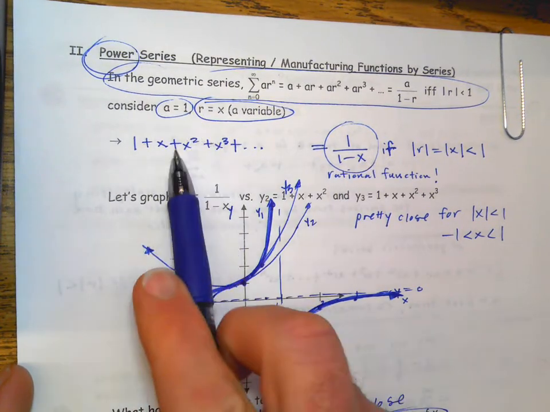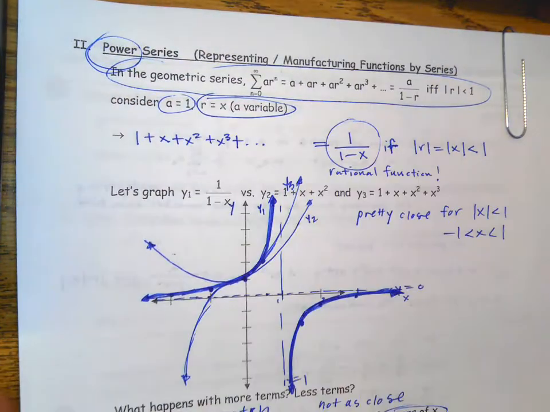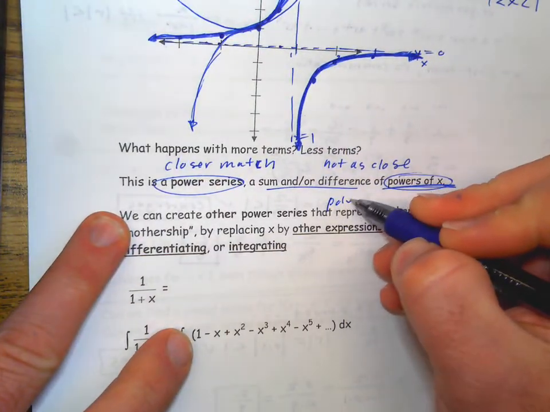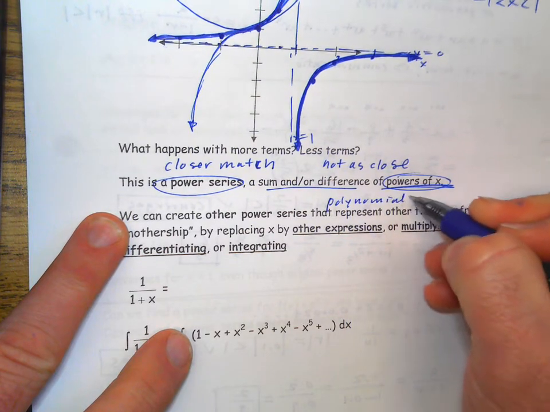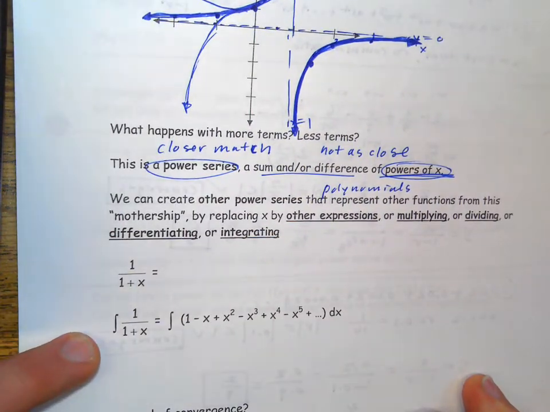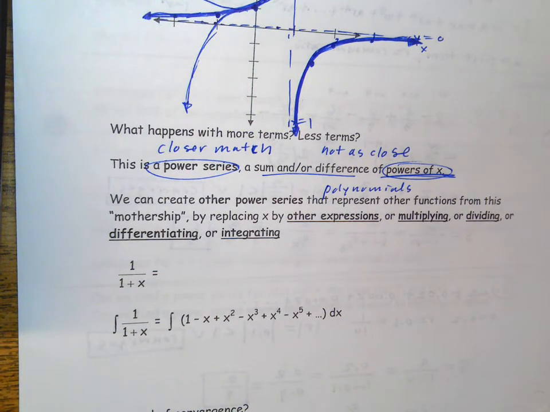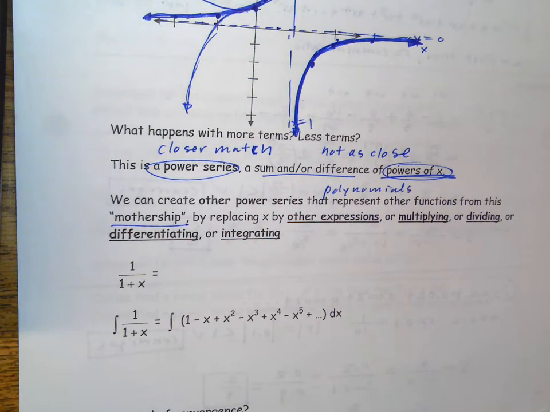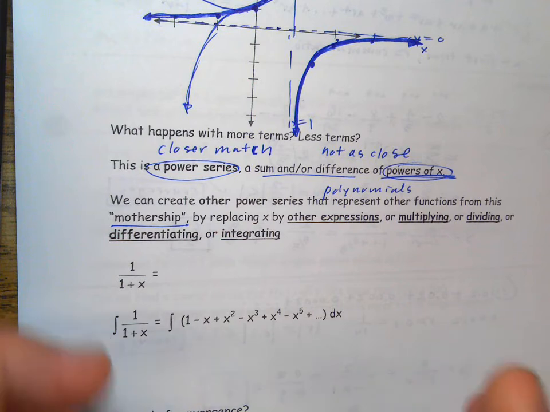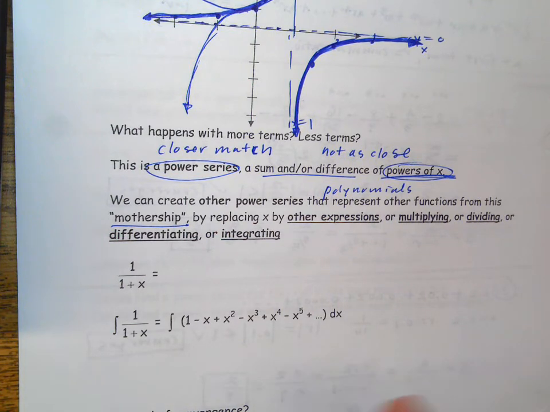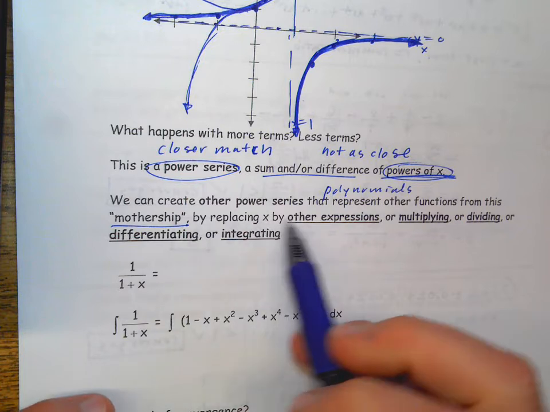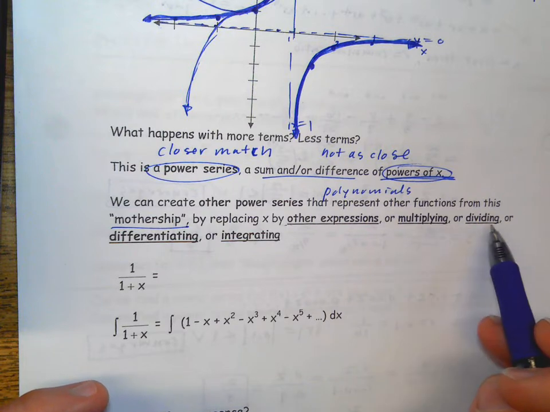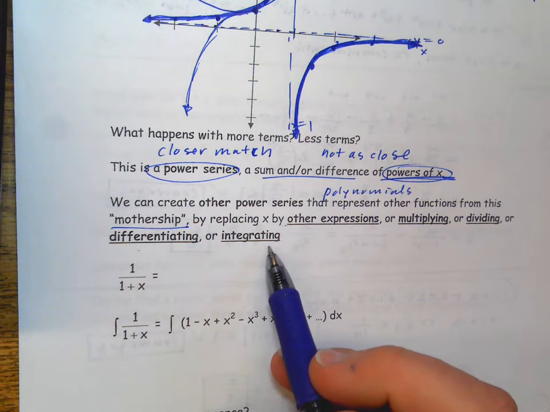And we're trying to fit a polynomial to it. So these power series, they're polynomials, which is one of our most basic functions in math, right? We can create other power series that represent other functions from this mothership. Mr. Statham said that, essentially, this is where everything's coming from. This is the main one. And we can manipulate it by replacing x with other, more complicated expressions with x, multiplying it, dividing it, differentiating it, integrating it. We can do all kinds of crazy things.